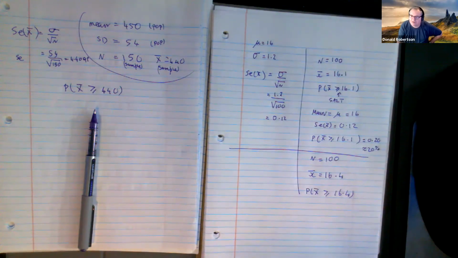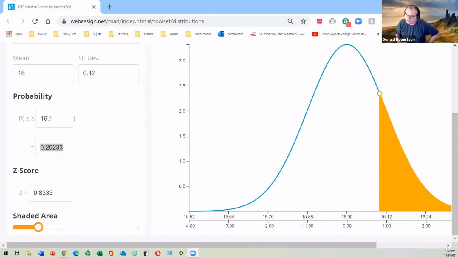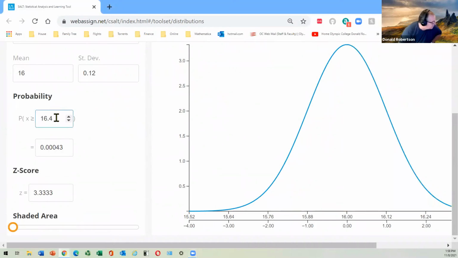Now we're going to do it a second time. Do you think this is going to be less likely? Do you think getting 16.4 ounces is going to be even rarer than 16.1? Well, the only thing I need to change is that one. Uh-oh. 0.0004. Okay, let's look at that. There may be a follow-up question.